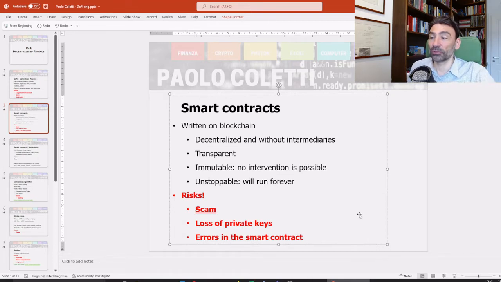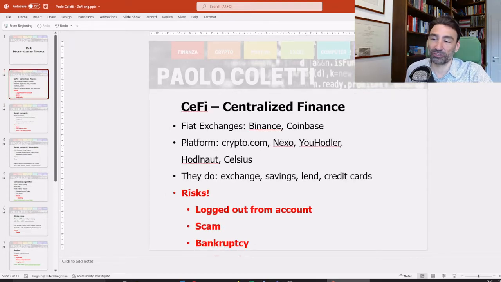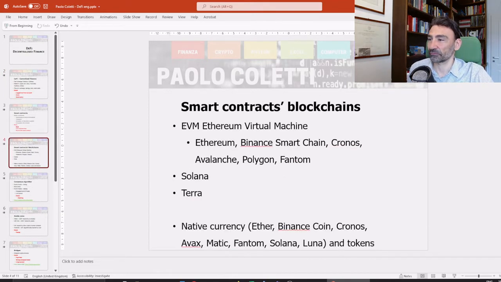It's very rare. I put all the risks in order of possibility. So scam is, let's say, 99% of the causes of loss, and loss of private keys 1%. Errors in the smart contract happen very rarely. Also here, logged out from account is usually 99% of your problems, scam 1%, and bankruptcy is really very rare.